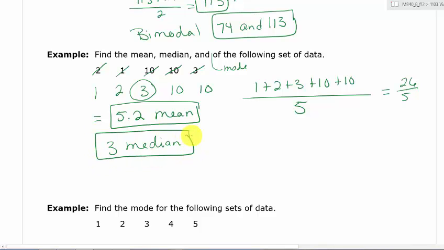And then the mode is the data value that shows up the most frequently, and for this data set it's 10, because that one is there twice, and it's the only one that's there twice.